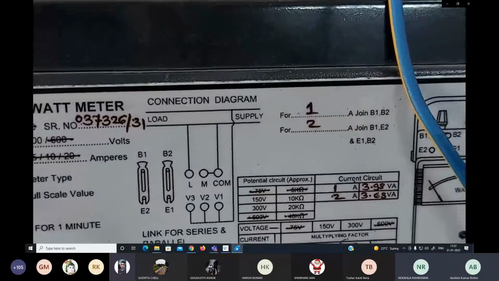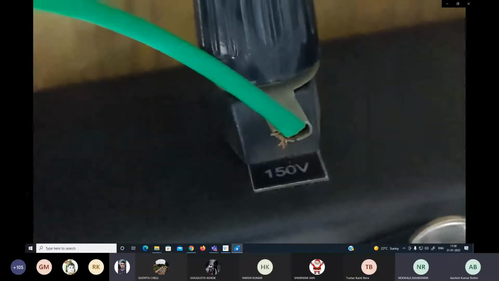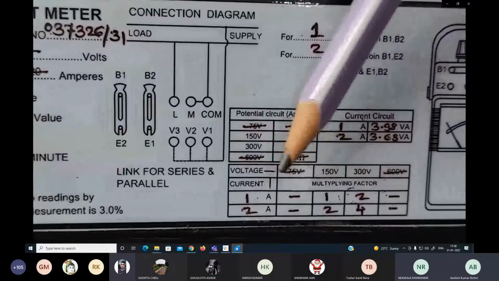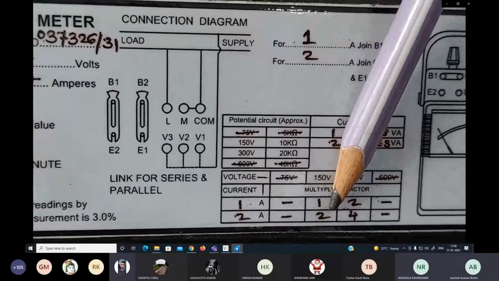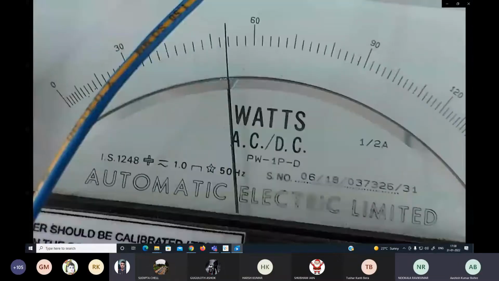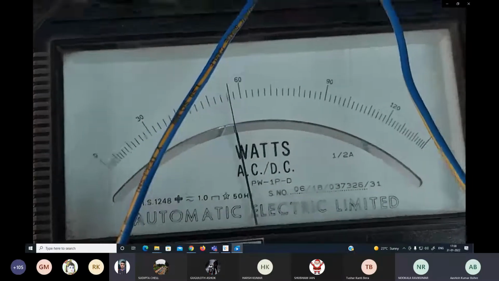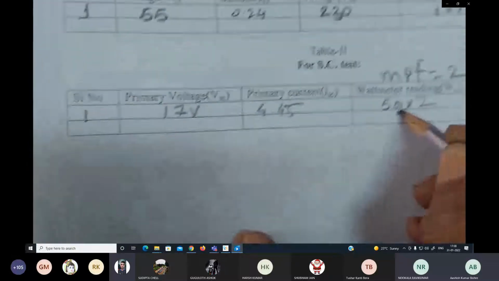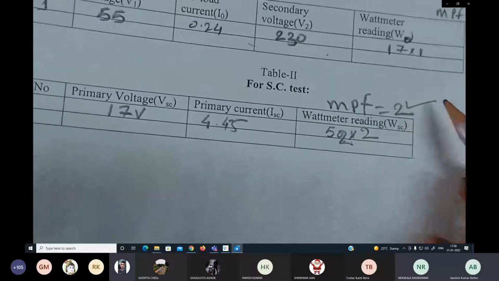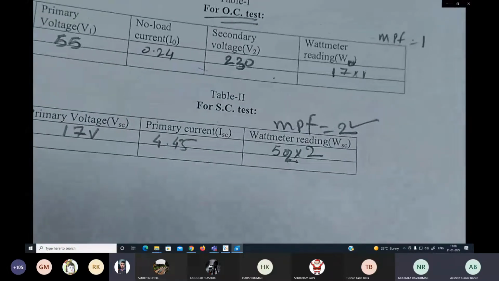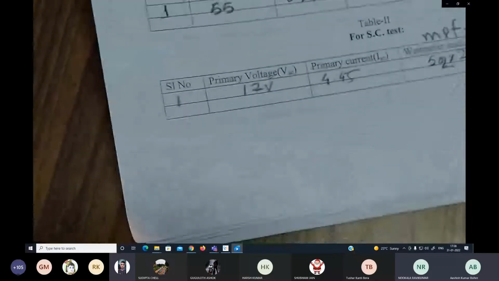Here we can see that. We have also already mentioned that the wattmeter voltage rating is connected to the 150 range. So for 2 ampere and 150 volt, the multiplying factor is 2. Whatever reading is obtained here, the wattage needs to be multiplied by 2, so that we get the actual power consumed by the transformer at the short circuit condition. So we will write 52 multiplied by 2. The wattmeter multiplying factor is 2, that's why the reading is 52 multiplied by 2. This is the total consumed power.